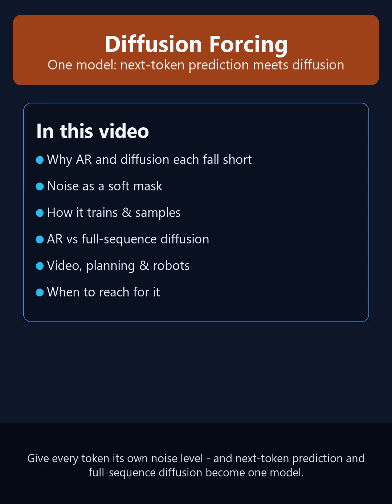Language models predict one token at a time. Video models like Sora denoise a whole clip at once. Diffusion forcing, from MIT, unifies both by giving every token its own noise level. In this video: why each paradigm falls short, what noise masking means, how it trains and samples, how it compares, where it shines (video, planning, and robots), and when to reach for it.